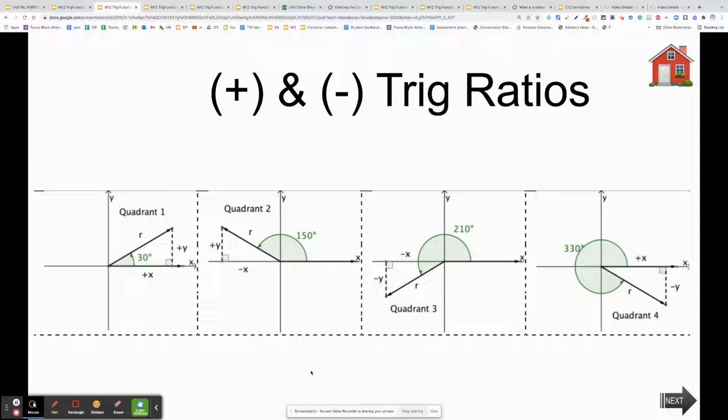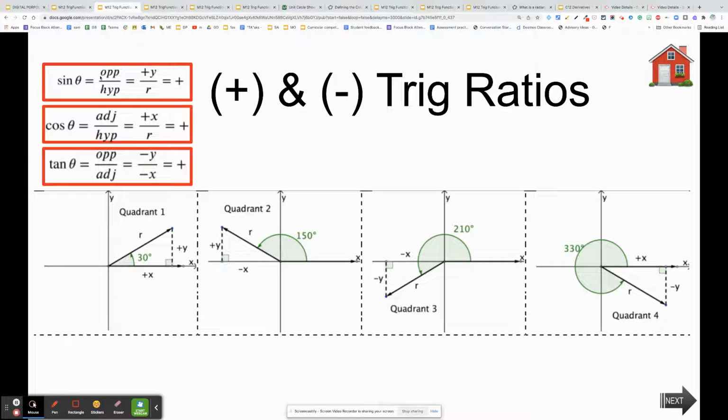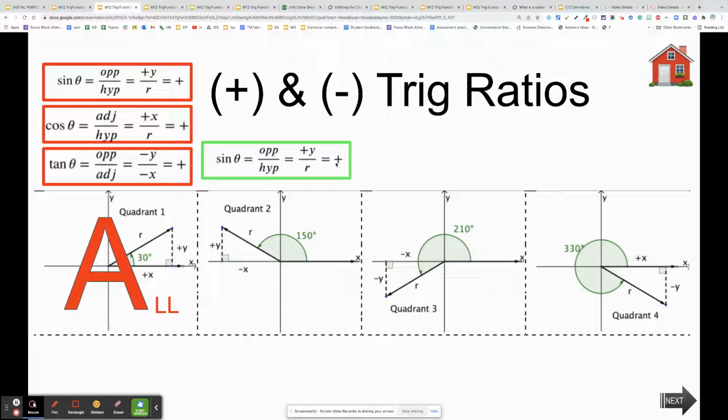Okay, so in the first quadrant, do you notice that the opposite and the adjacent side are both positive? That means that sine, cosine, tangent will all be positive in the first quadrant. Okay, so they're all positive here. In the second quadrant, notice that the adjacent side is negative and the opposite side is positive. That would mean that sine is positive there, but cosine and tangent are negative.